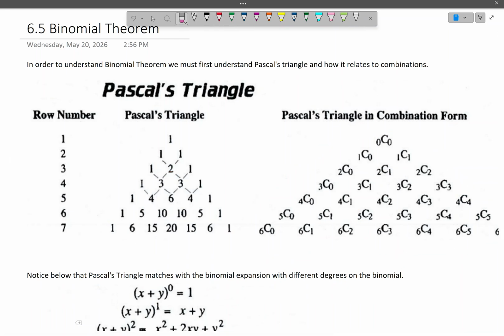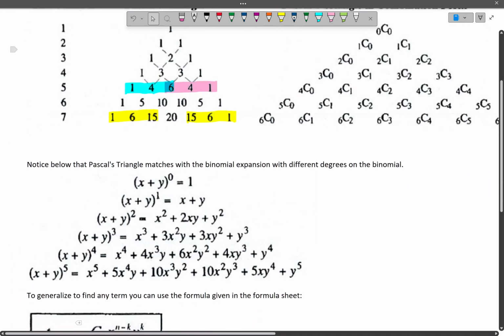One of the things I just want to point out really quickly is that these are symmetrical with each other. 1, 6, 15, 15, 6, 1. 1, 4, 6, and then 6, 4, 1. So even if they have an odd number, it's still kind of symmetrical if you cut that middle number in half. Okay.